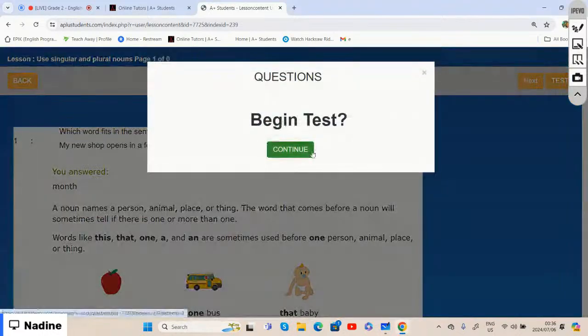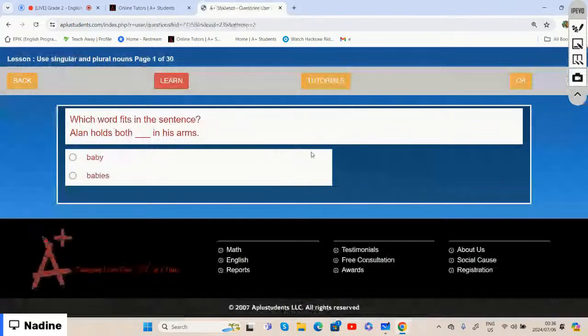Let's go to our test where we're going to use singular and plural nouns, right? So we need to say which word fits in the sentence. Do we say Alan holds both baby in his arms or Alan holds both babies in his arms? Which one is correct? Option one or option two? Baby or babies?